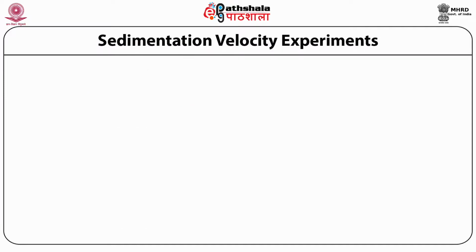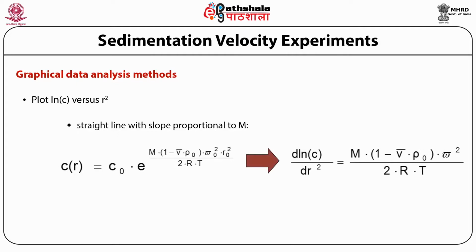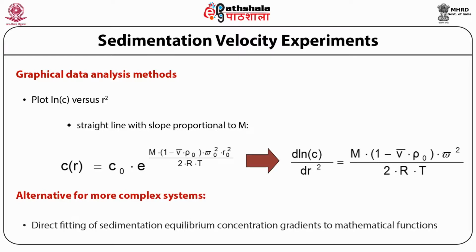So we discuss the data analysis in sedimentation equilibrium. The graphical data analysis method is a plot of log concentration versus r squared, and we get a straight line with a slope that is proportional to the molecular mass M. It is given by this equation you can see here. An alternative for more complex systems is direct fitting of the sedimentation equilibrium concentration gradient to a mathematical function, used for the calculation of molecular mass.